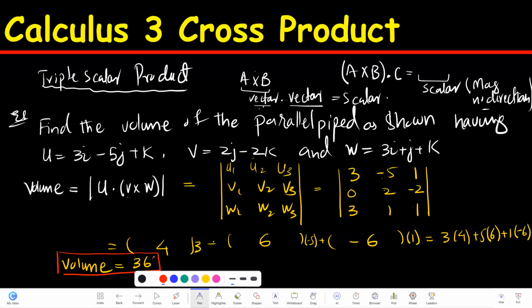Volume 36, it could be meter cubed. Now this is pretty much a scalar. If I want to draw this, let me just draw here. So I'm going to say U, V, and then W, right? It's very important we follow the discipline U, V, W, but we take the cross product of V and W. Right? We take the cross product of V and W.